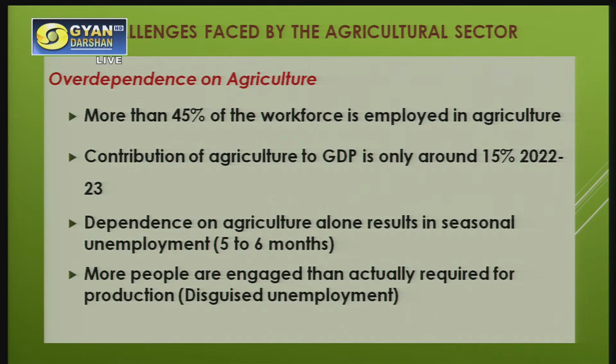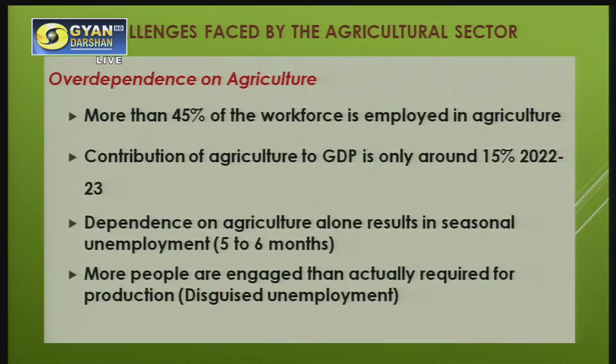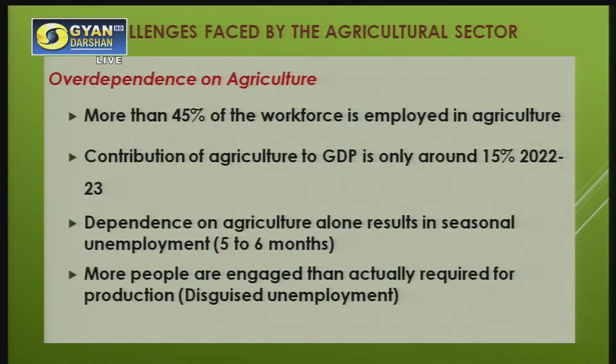Seasonal unemployment, why? Because agricultural activities do not happen all through the year. There will be a season to sow. After that, there will be a period where irrigation would be required, some weeding would be required, and then harvesting would be required. So there is a considerable gap between these activities, during which most of the laborers do not have any work to do. So agriculture is marred by seasonal unemployment. Another problem is disguised unemployment. Almost the entire family is engaged in agriculture, whereas it may require only 1 or 2 people from the family to do that activity. This kind of unemployment is called disguised unemployment.